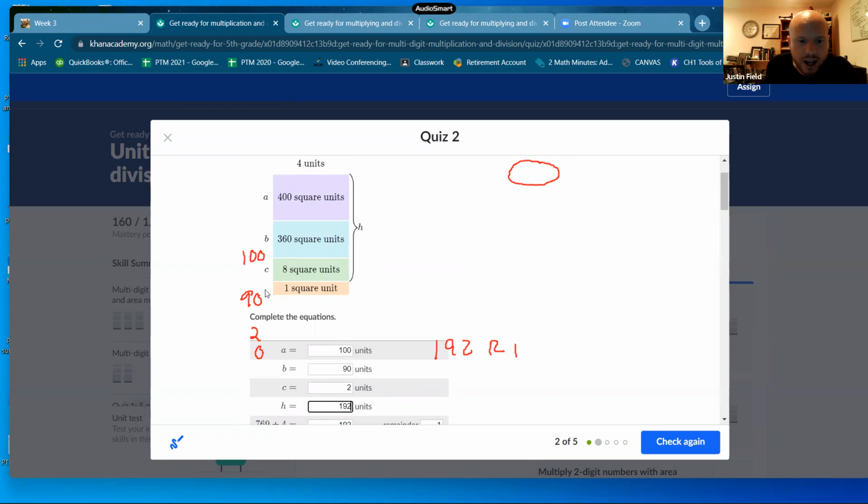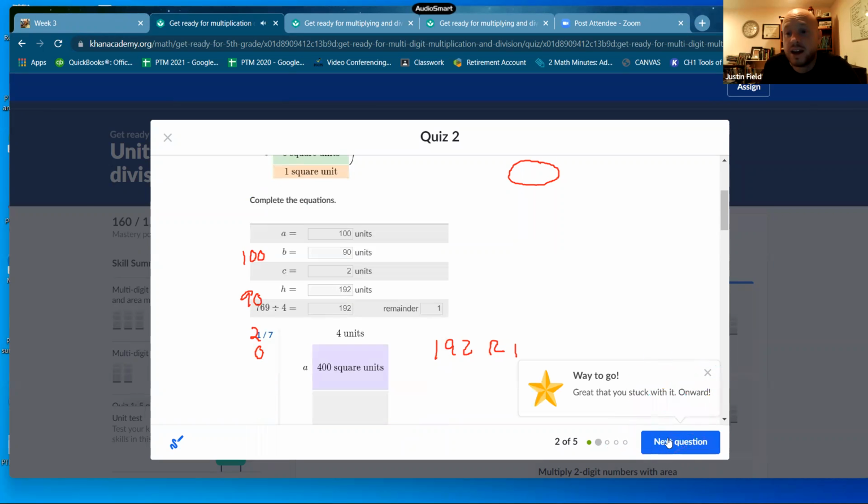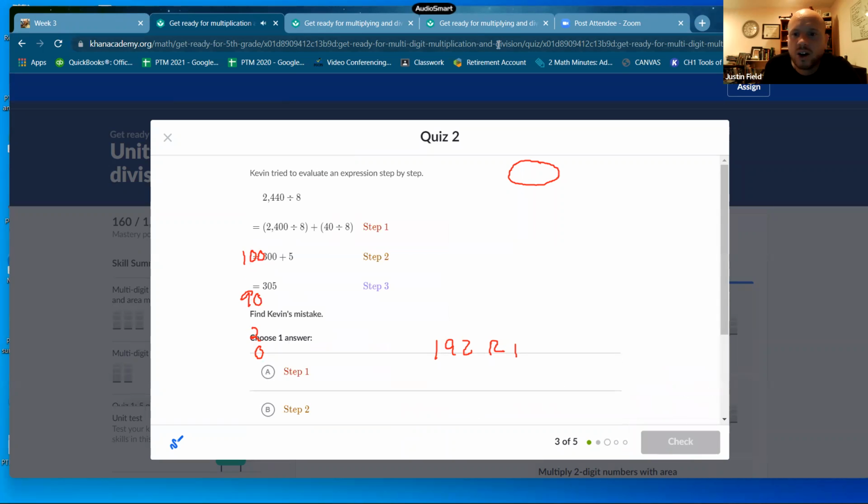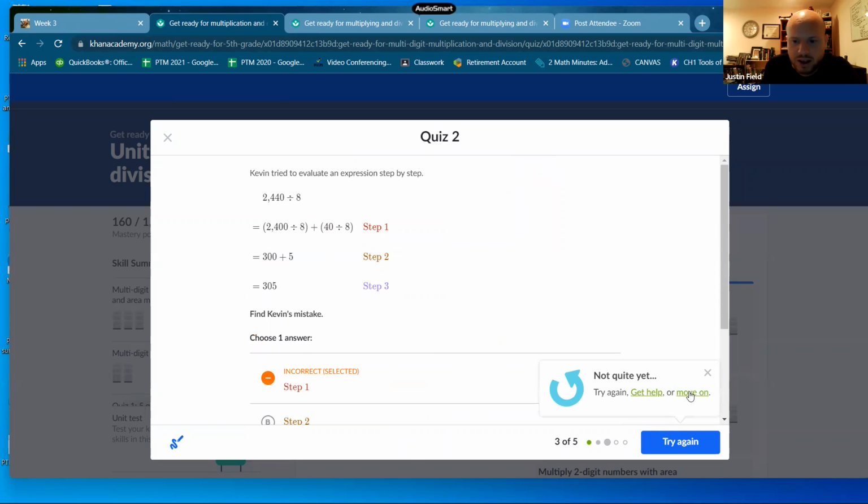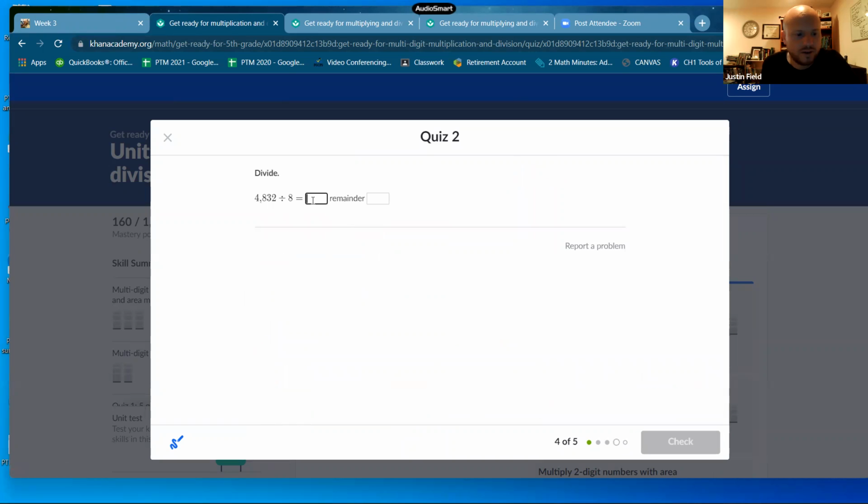Whoopsies. So I thought H was right down here underneath C, but actually, if you look at the diagram, H is over on the right side. See, I figured out my mistake. And there we go. No problem. All right, you can figure out Kevin's mistake. You can divide. You don't need my help. We already did that.